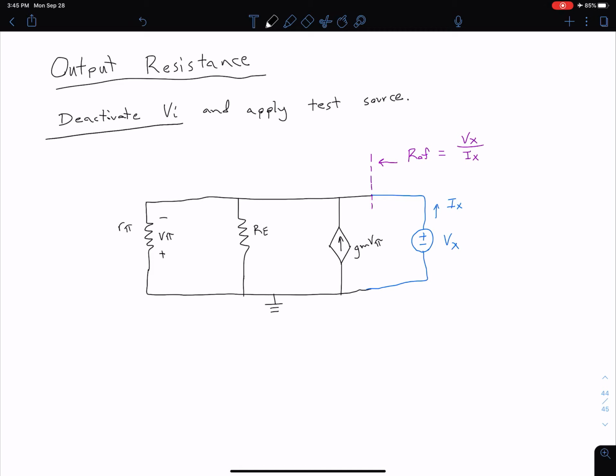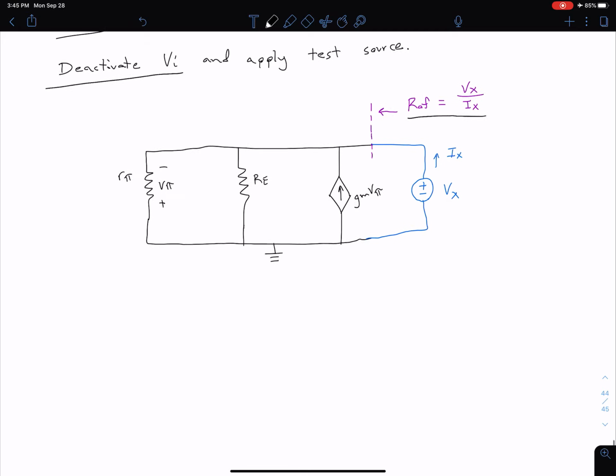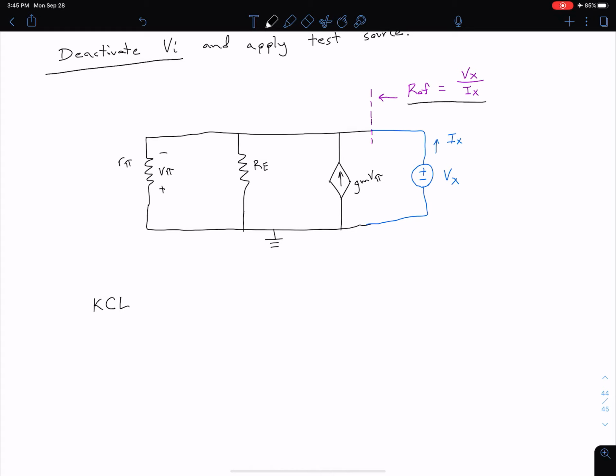Now we're going to be looking at the resistance looking into the output of the circuit, which as you can see over here is going to be equal to Vx divided by Ix, where those are the test voltage and the test current respectively. So we're going to start by doing a KCL equation. So from KCL, we can say the sum of the currents in, at the top node, coming in we have Ix and gm V pi, equals the sum of the currents out, which we have Vx divided by our emitter resistance R sub E plus Vx divided by our R sub pi.